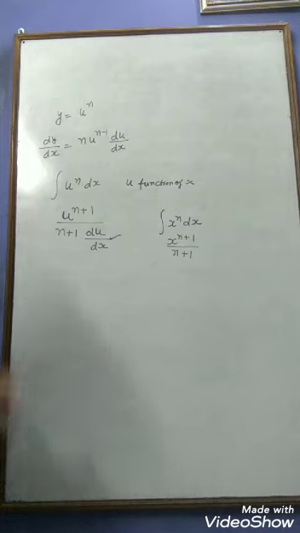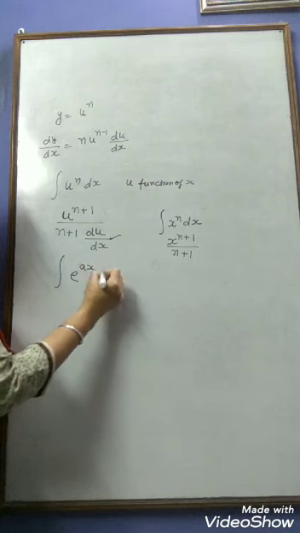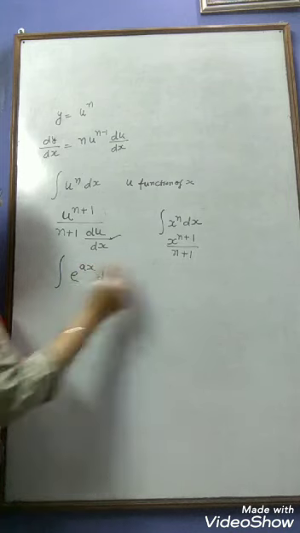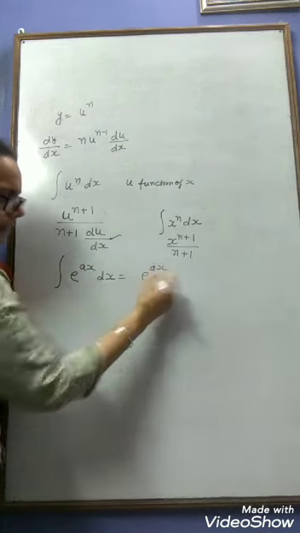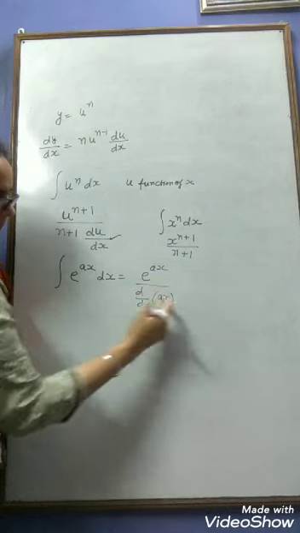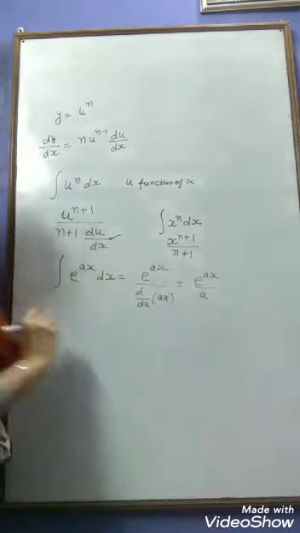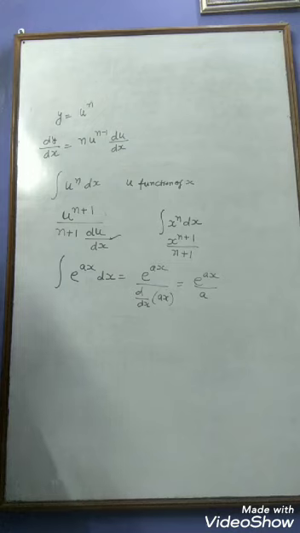Okay, clear? Like e^(ax) dx. So e^(ax), derivative of ax is a. So e^(ax) upon a. This is the integration. Again we use the rules. Okay, these are basic rules.